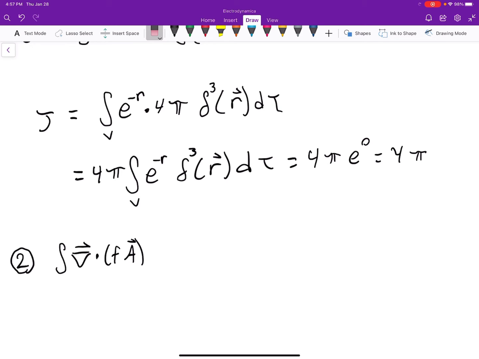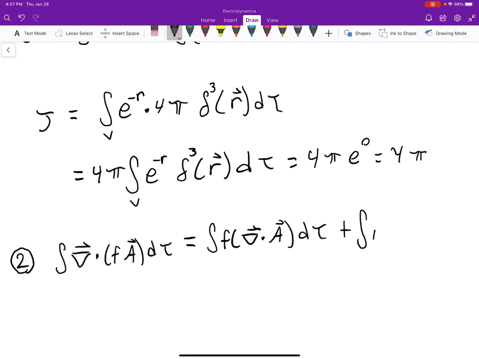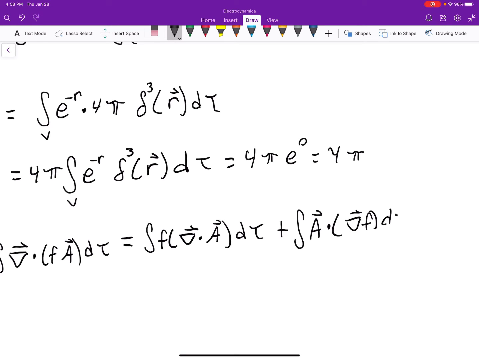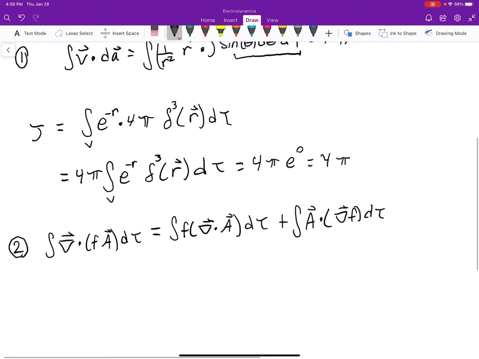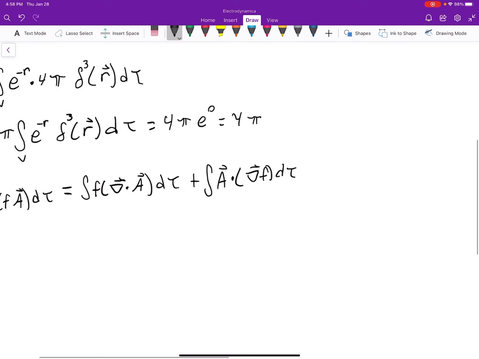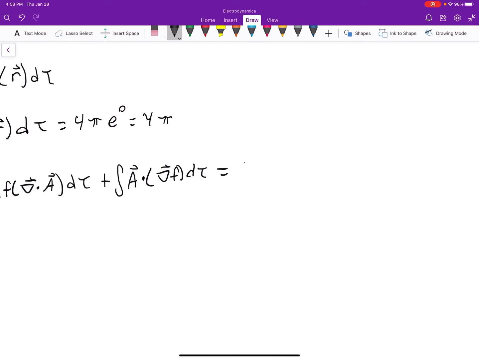Maybe that's important. d tau is equal to the integral F, the divergence of A, d tau, plus the integral of A dot grad F d tau. Okay. And that's equal to the closed surface integral of, it's an awful circle, F A dot dA.